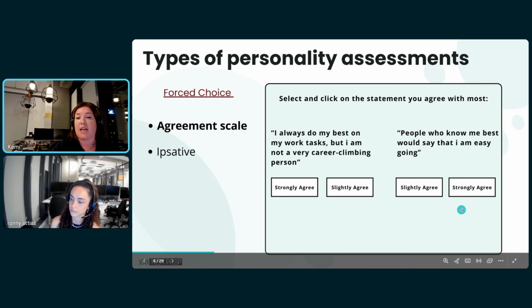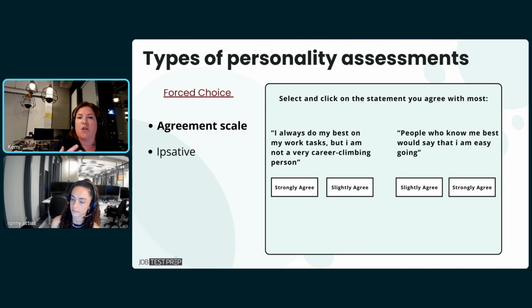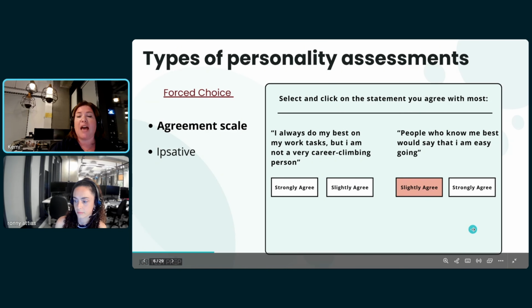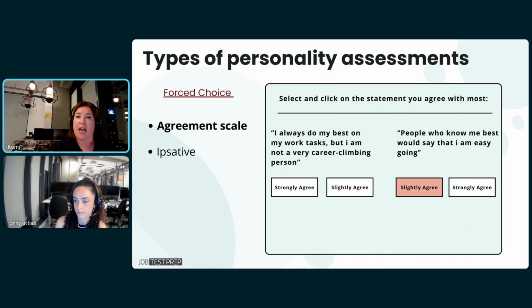Considering we're talking about finance, the first statement is maybe more relevant to finance. The goals they may be looking for someone who is more ambitious. So I would go more towards the second statement, and I would click slightly agree. On that, I don't want to fully agree that I am easygoing. I want to remain in the middle and say that I am easygoing, but I do know how to complete tasks when I need to.